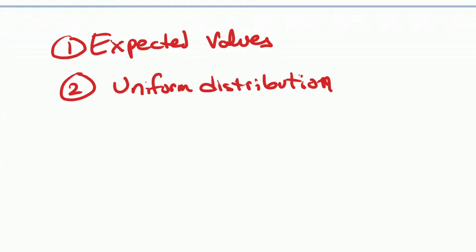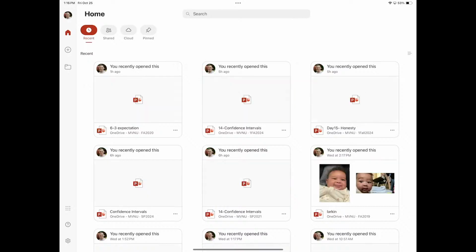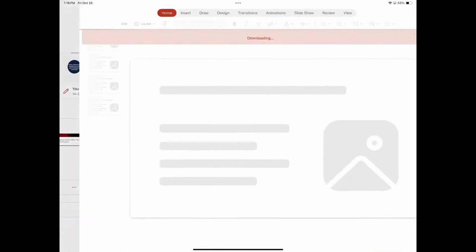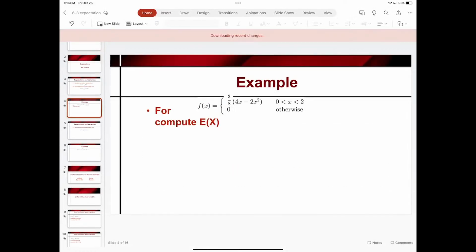Let's see. Maybe I'll switch back to PowerPoint. And if I get sick of the PowerPoint, then we'll switch back. There it is. PowerPoint is here. Where is what I'm looking at? Expectation. There we go. Expectation. Yeah, that's what I want.